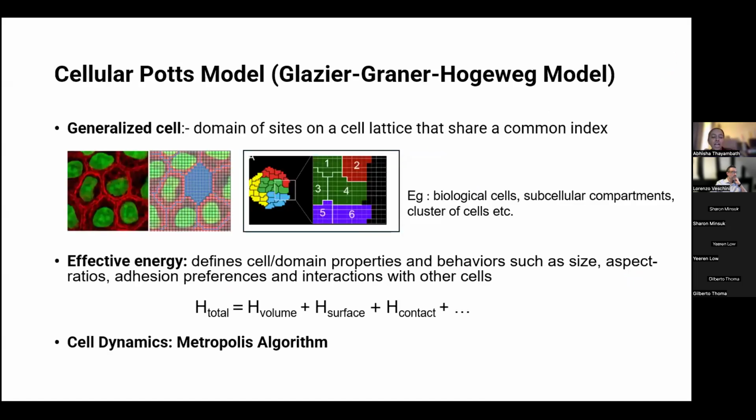So as you know, in the cellular Potts model, a generalized cell is a domain of sites on a cell lattice that share a common index, and this can represent biological cells or subcellular compartments, clusters of cells, etc. And then you have an effective energy that defines cell or domain properties and behaviors such as size, aspect ratios, adhesion preferences, etc. And the dynamics is implemented through the Metropolis algorithm.